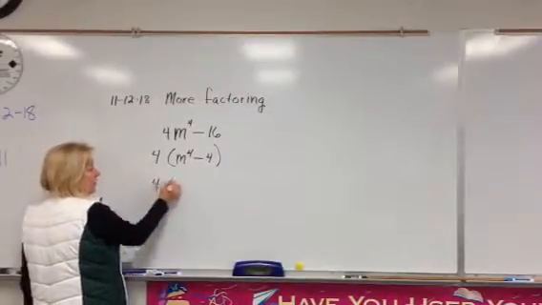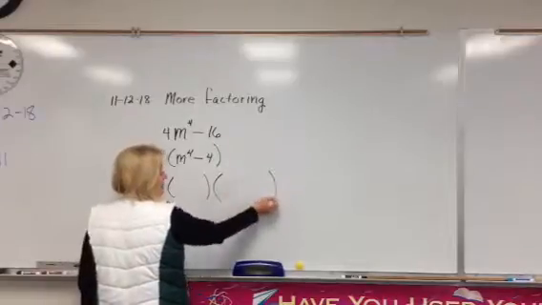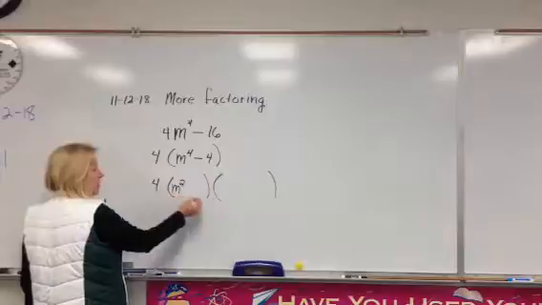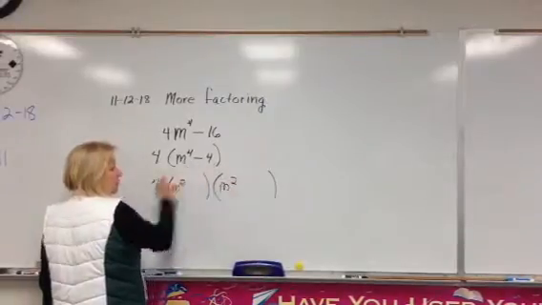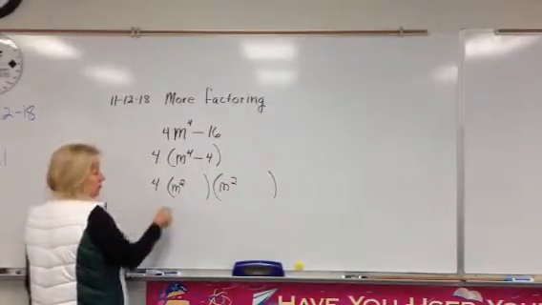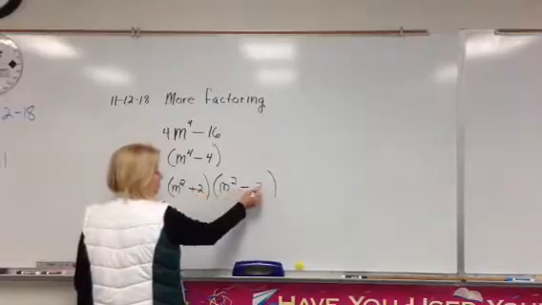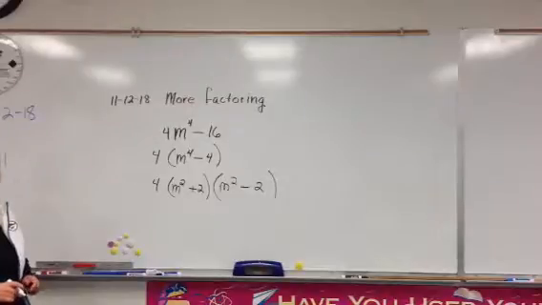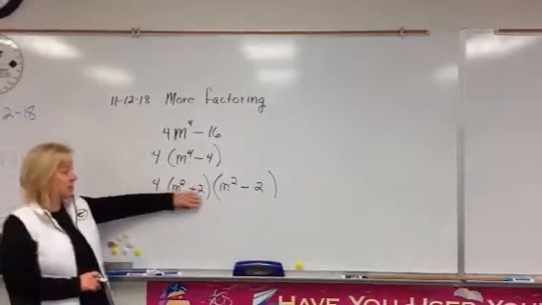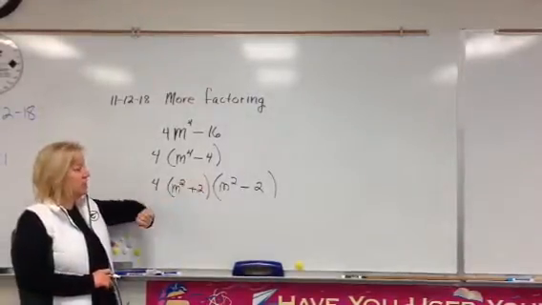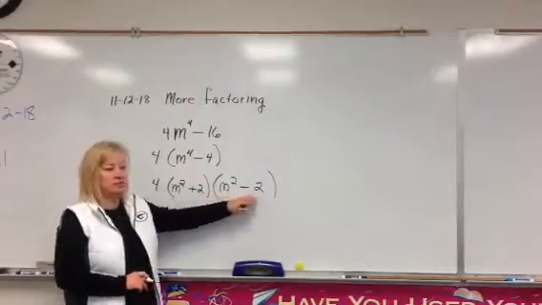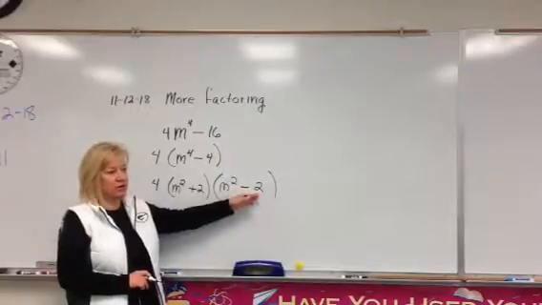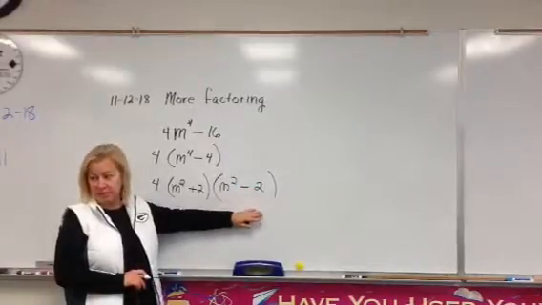So carry that 4 along, make your 2 sets of parentheses. The square root of m to the 4th is m squared, and the square root of 4 is 2. So the plus is finished, you can't do anything else with it. The minus you need to check. Is this a perfect square? Yes. Is 2 a perfect square? No, so you would stop there.